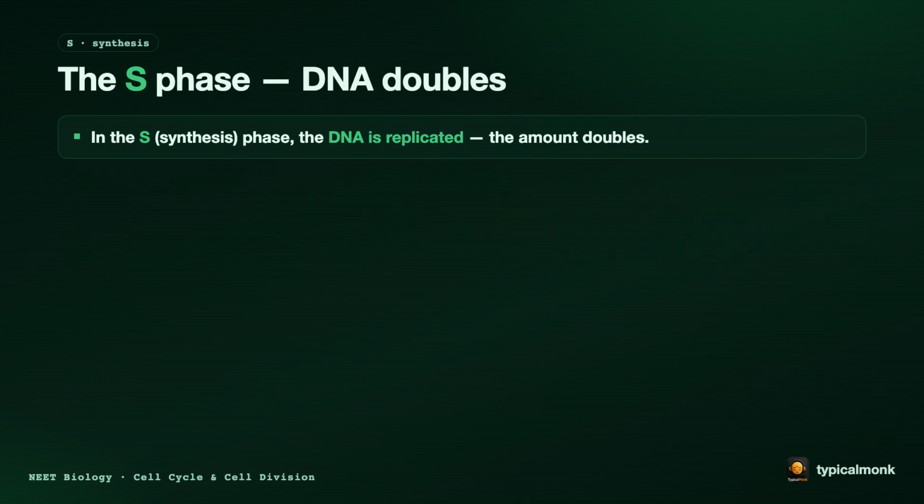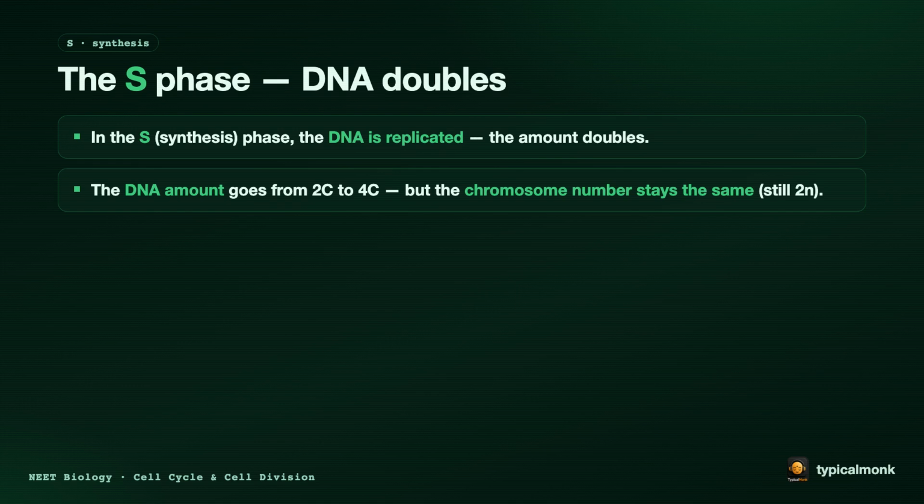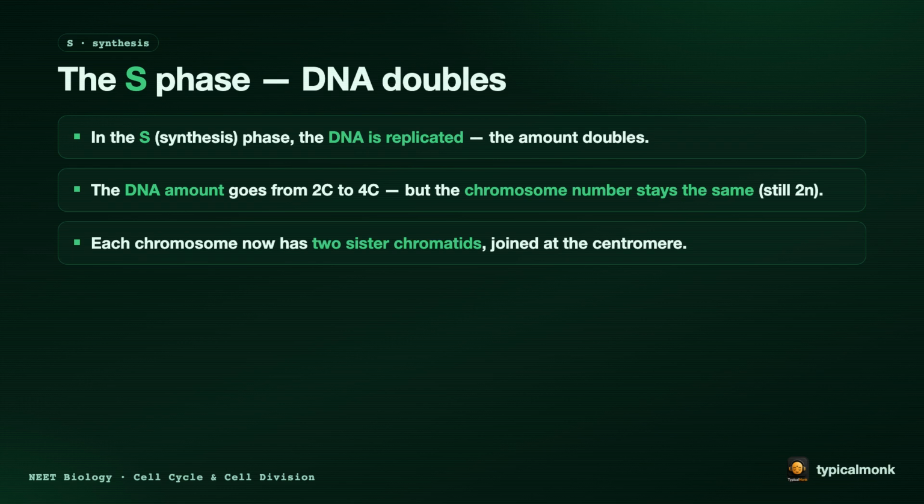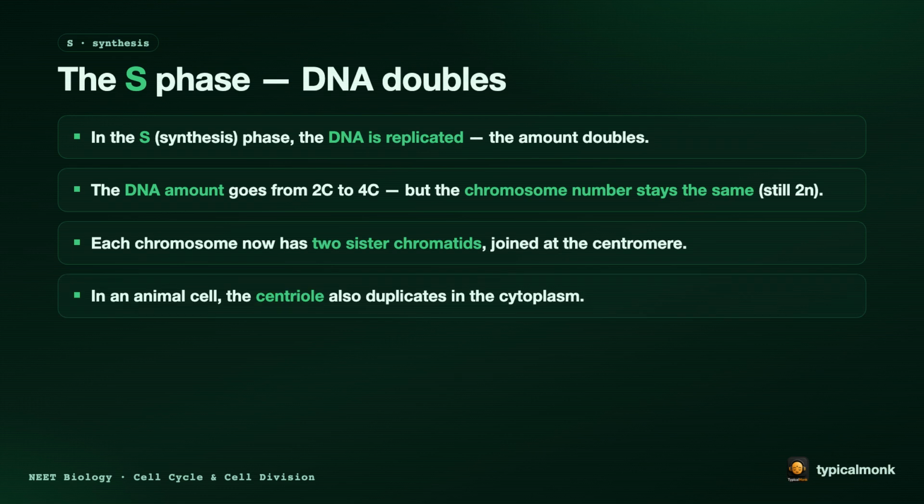Now the most important part, the S phase. In the S, that is the synthesis phase, the DNA is copied. Its amount doubles. The DNA amount goes from 2C to 4C, but the chromosome number stays the same, that is, still 2n. Now, each chromosome has 2 sister chromatids joined at the centromere. And in an animal cell, the centriole also doubles in the cytoplasm.